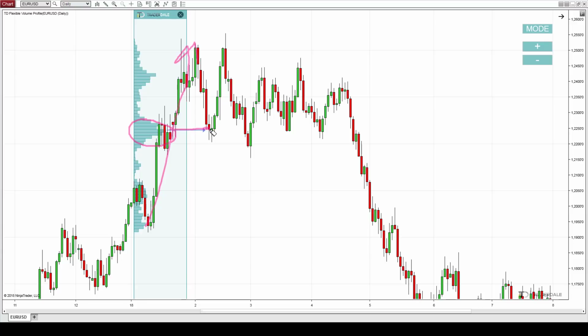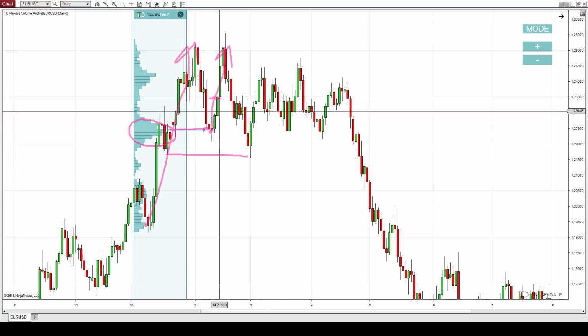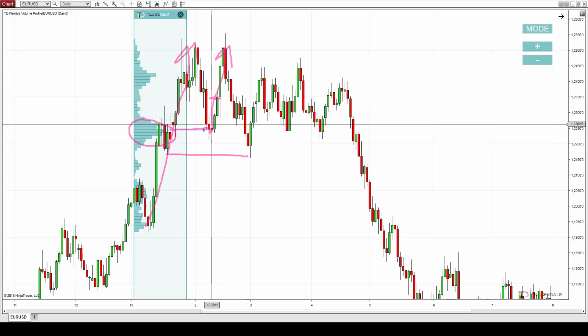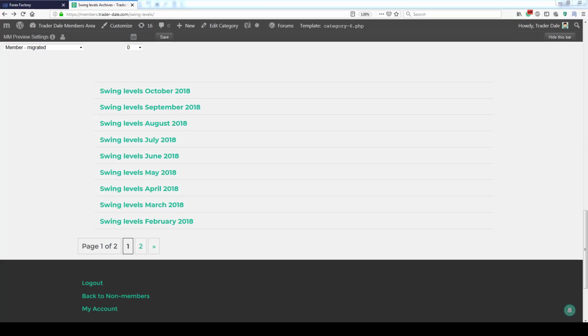I went long from there. This was the reaction to the level. My stop loss was right there. Somewhere in this place was the profit target. Alright, so nice reaction to the volume-based level. It was a first winner in February 2018. Let's now go back into the members area and let's have a look at the March table.